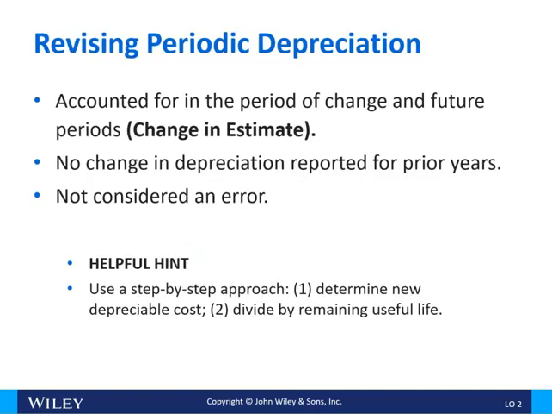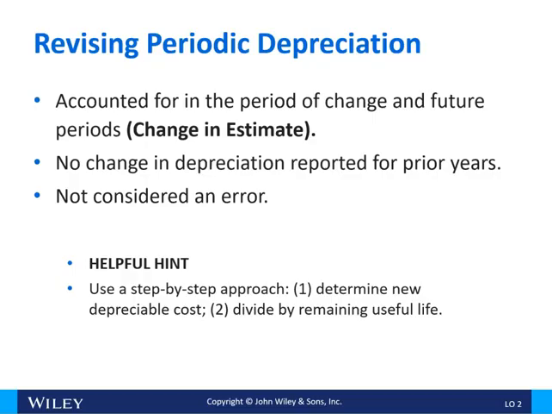Revising periodic depreciation. If we make a change in our depreciation, we account for the change in the period that we make the change and in any future periods. This is considered a change in estimate. We don't go back and change the depreciation reported for prior years. It's not considered an error. These are all estimates that we're using for salvage value and useful life. If something changes along the way and makes us change those estimates, we can change our depreciation on a go-forward basis. So it's the year we make the change and then anything forward.